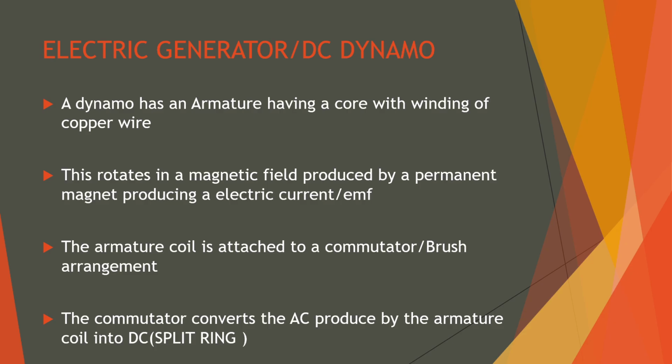Now the armature coil is attached to a commutator brush arrangement, and the commutator converts whatever the armature produces in AC current, AC voltage, to DC. The commutator is called a split ring commutator, which is two half portions of a ring joined together with a gap. The commutator converts the AC produced by the armature coil into DC. This is called a split ring commutator. Let's see some details of this.